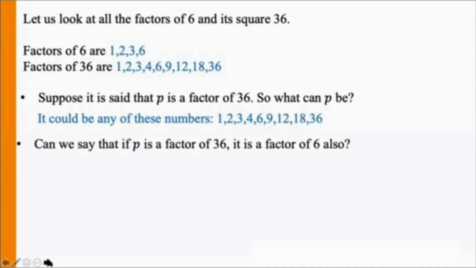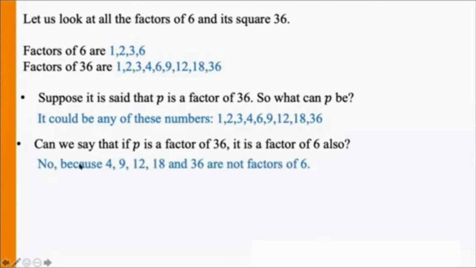Now, can we say that if P is a factor of 36, it is a factor of 6 also? No, because 4, 9, 12, 18 and 36 are not factors of 6. You can see it here. So if we consider all the factors of 6 and 36, they are not the same.